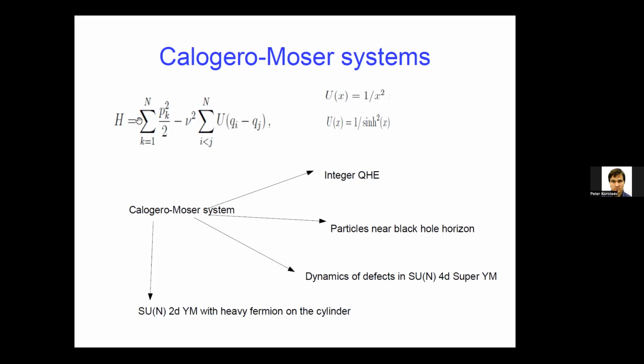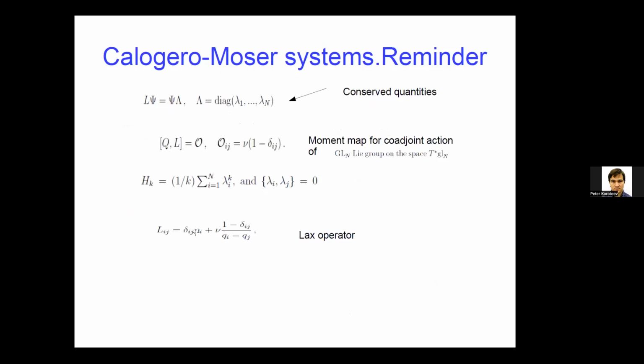The Calogero system is very familiar, and I'll just mention a few examples. It describes the quantum Hall effect, particles near a black hole horizon, dynamics of defects in super-Yang-Mills theory, or some topological degrees of freedom in two-dimensional Yang-Mills theory, if you consider the heavy charge.